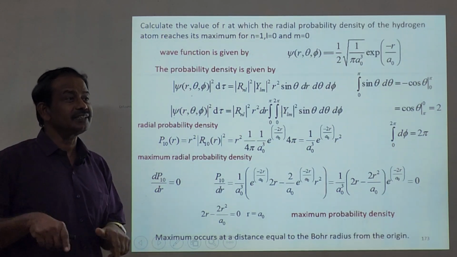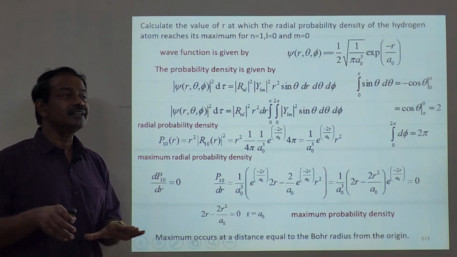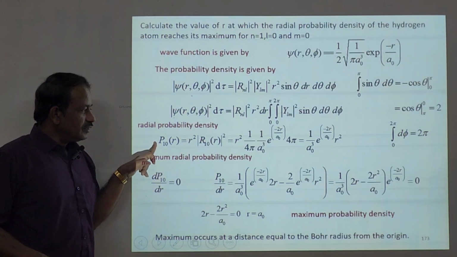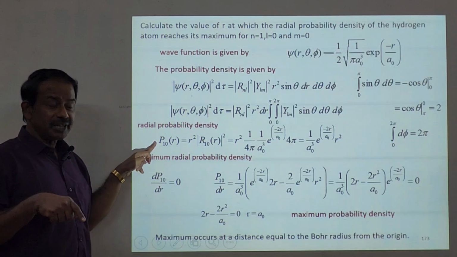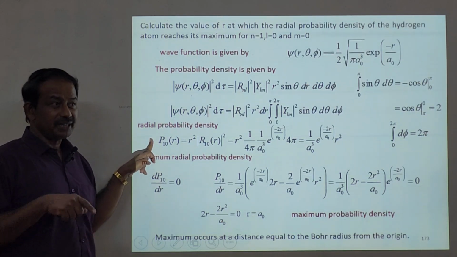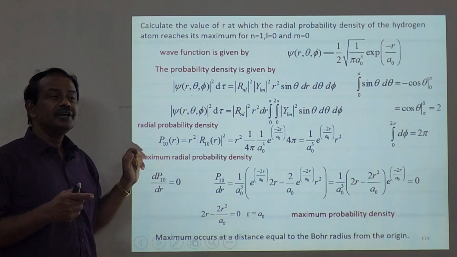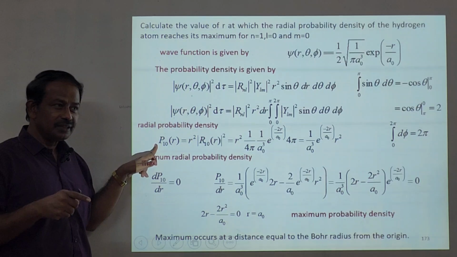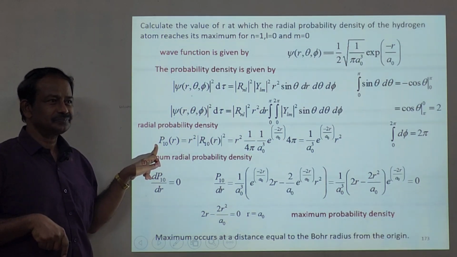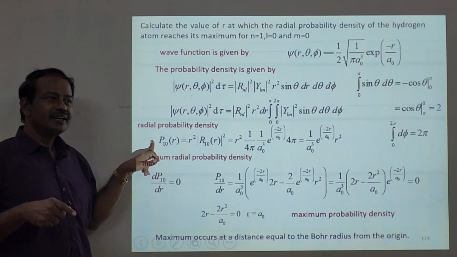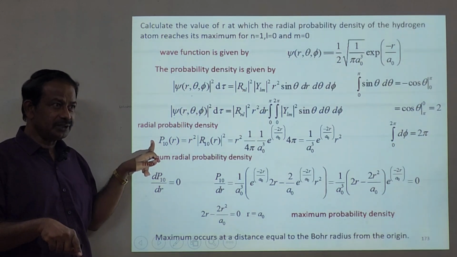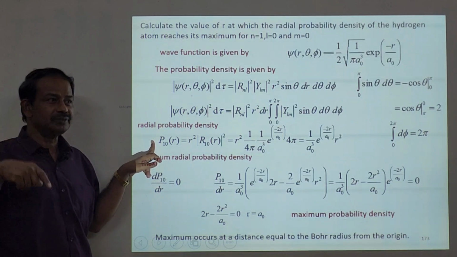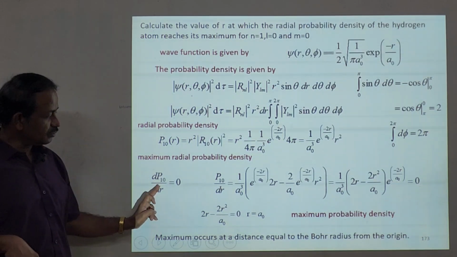Now we are going to use another technique to get the Bohr radius. This is what Schrödinger did. We are going to find the maximum radial probability density. How to get the maximum or minimum value? You just differentiate this with respect to r and equate it to 0, and you can get the maximum or minimum value. So this is what we usually do. You differentiate, which is equal to 0.